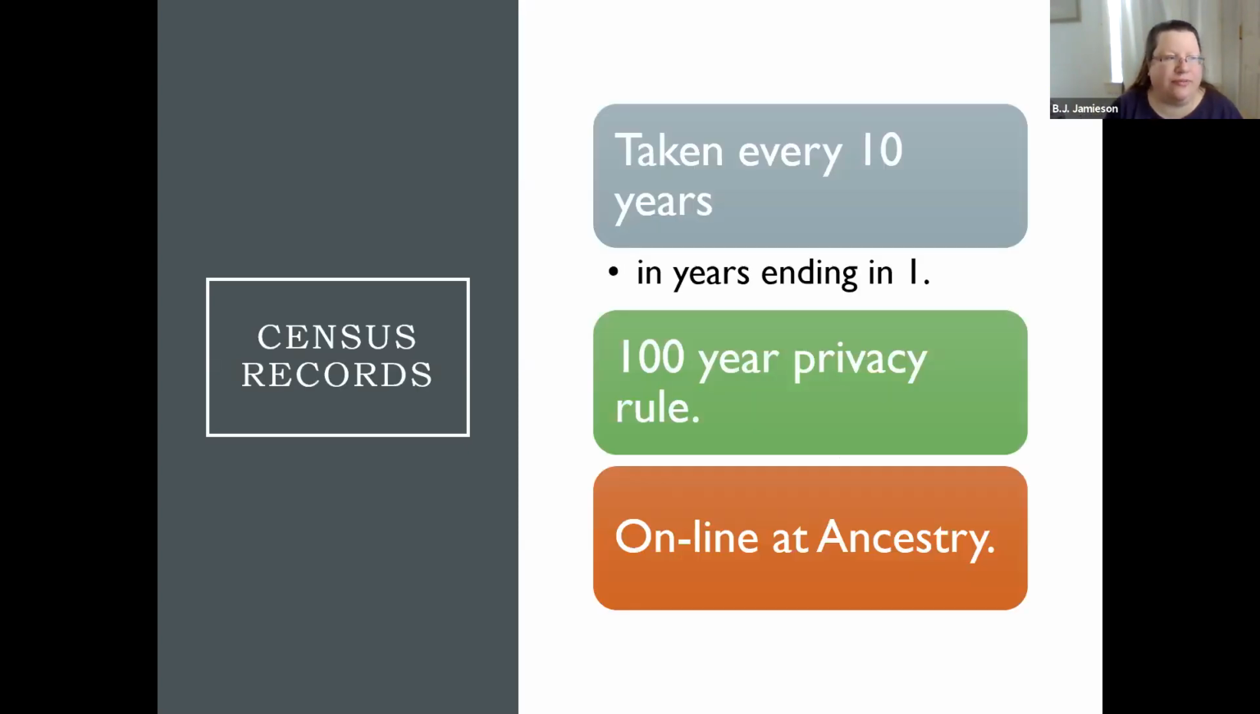So census records: the census was taken every 10 years, starting in 1841, years ending in 1. The most recent one that's available is 1911 for privacy reasons. The US has a 72-year privacy law. The UK has 100. Ireland and Wales are online at Ancestry. Next week, I'll talk about where the Scottish records are. But they are at Ancestry for England.